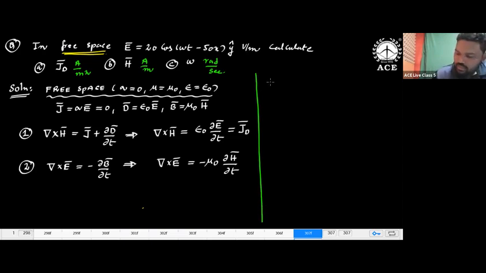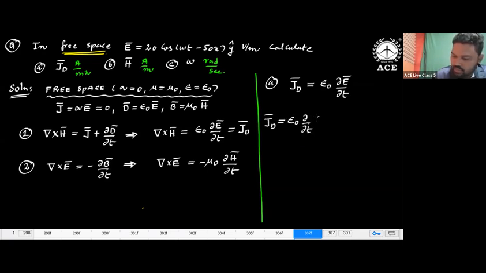Let us answer the first part of the question. What is it, beta? JD. What is JD? Epsilon naught into dou E by dou T. Okay, just substitute there. What is displacement current density, JD? JD is equal to epsilon naught into dou by dou T of 20 cos(omega T minus 50x) into y cap, beta. Okay.